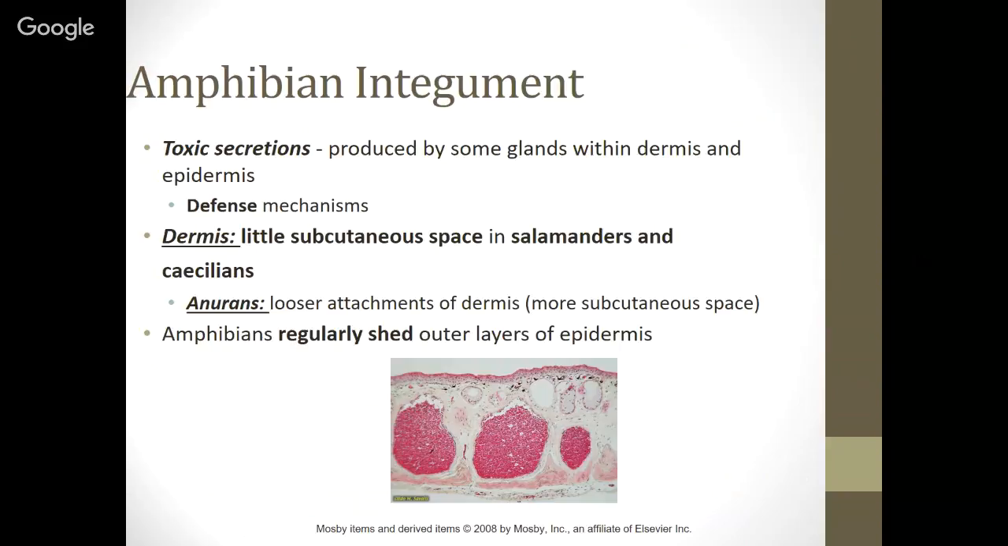Their dermis underneath the epidermis is, again, very little subcutaneous space in salamanders and caecilians. And anurans, frogs and toads, have looser attachments of the dermis, so they do have a little bit more subcutaneous space. Amphibians regularly shed outer layers of the epidermis, much like we do.